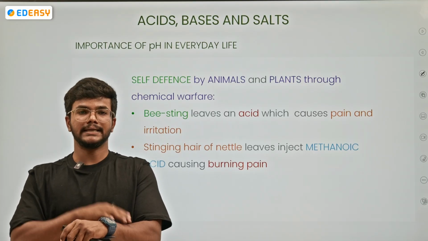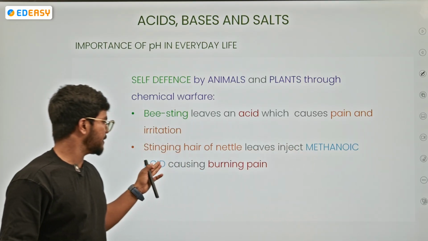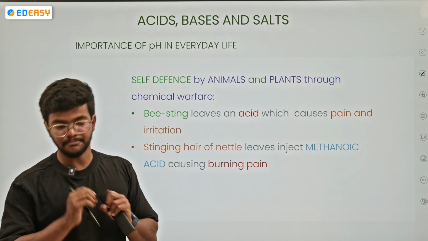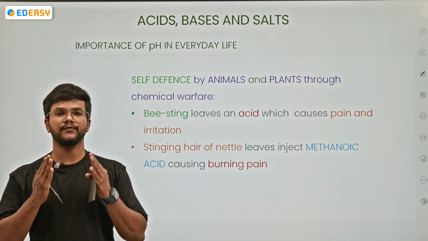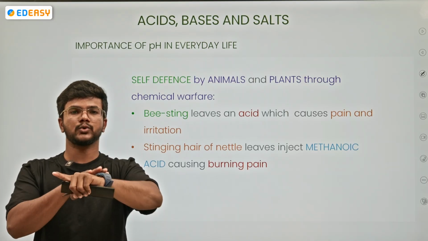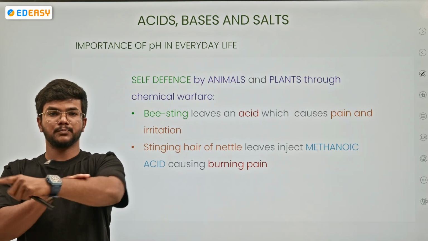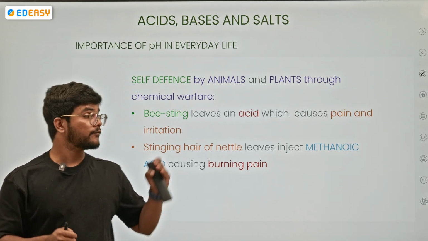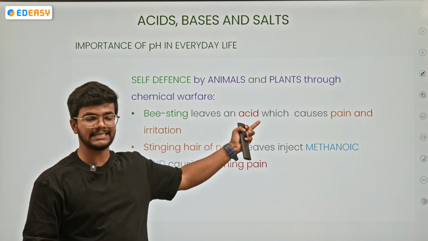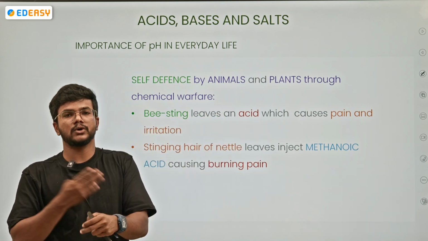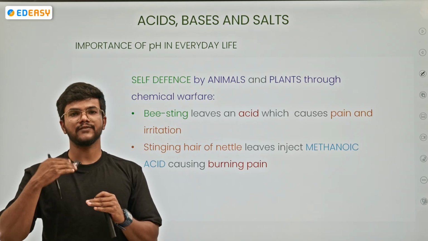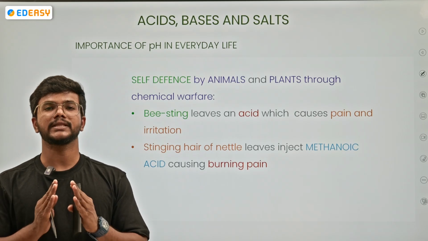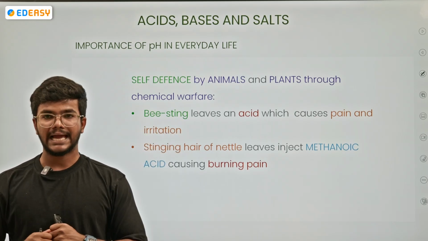So that can be decreased with the help of acid, and acid can be neutralized with the help of what? Yes, a base. In day to day life we use different types of bases like toothpaste. We can apply toothpaste on the nettle leaf exposed area, or else baking soda, which neutralizes the acidity. For a bee sting, which contains acid, we can use a base like baking soda or toothpaste to relieve the pain and irritation. Okay, so this is the self defensive mechanism, the chemical warfare, in plants and animals.